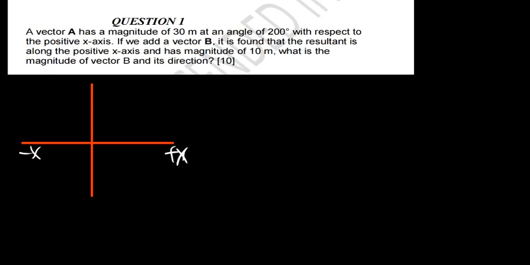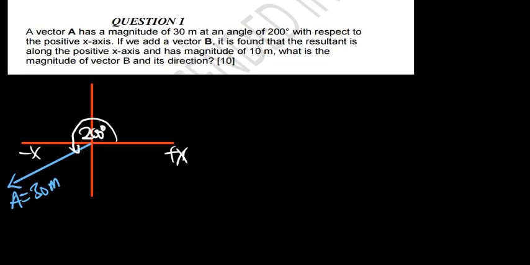Now, where can we find 200 degrees? Is it in the first quadrant, second quadrant, or in the fourth quadrant? Okay, so 200 degrees we can find it in the third quadrant. Then I'm going to put this vector here to say that is vector A. Vector A is 30 meters. The angle is from this line here, guys, all the way until it touches the vector. That is our 200 degrees.